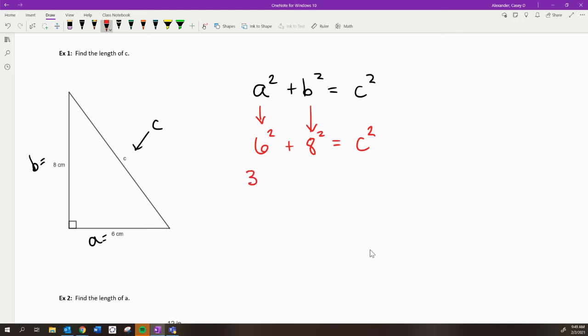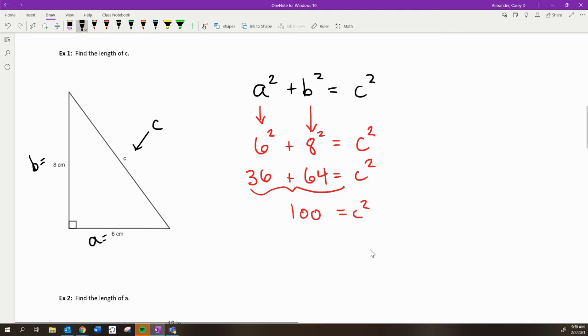6 to the second power, 6 times 6 is 36. 8 times 8 is 64. And so I'll just keep going. I can actually add these, I think. 36 plus 64 is 100. And so that turns out that the hypotenuse to the second power is 100.